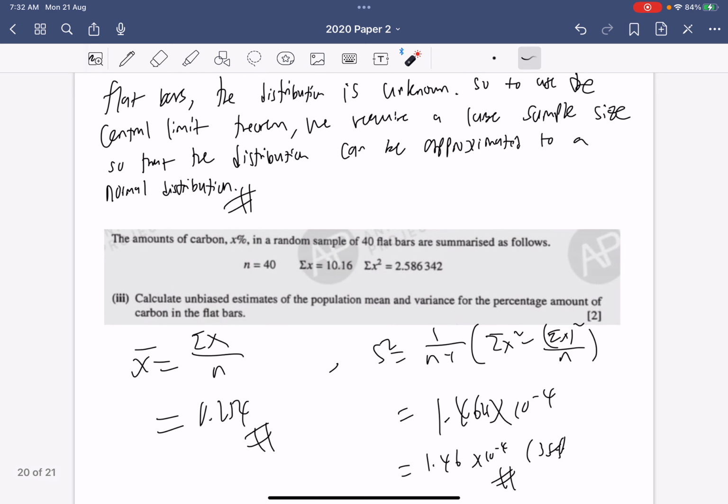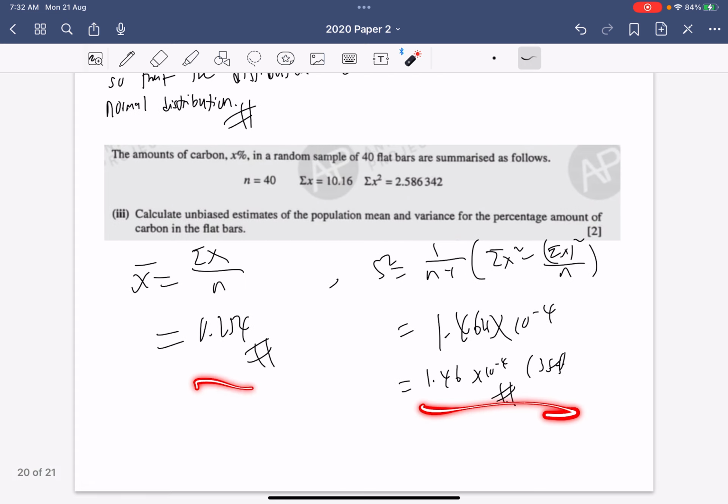And we want to find the amount of carbon in a random sample of 40 with these statistics. Calculate the unbiased estimates. So we just need to find x bar and s squared. x bar is just using this formula, sum of x over n. s squared is this formula, 1 over n minus 1 times the sum of x squared minus the sum of x whole thing squared over n. And these will be the answers respectively. So this shouldn't be too hard. Just press your calculators and you should be able to get the answer.